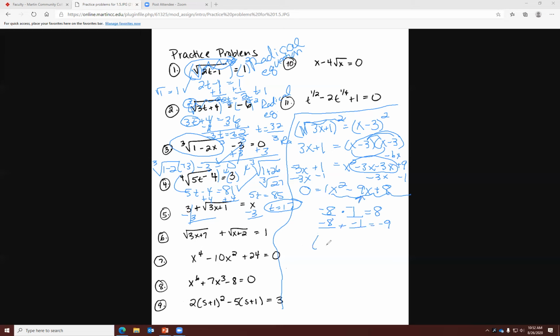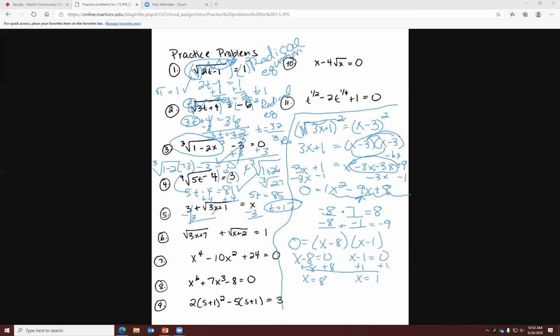So my factor will become x minus 8 times x minus 1 equals 0. And then we use the zero product property, and we set both of these equal to 0. So x minus 8 equals 0, and x minus 1 equals 0. And then we add the 8, and we add the 1. You get x equals 8, and x equals 1. And we want to check both of those, okay?